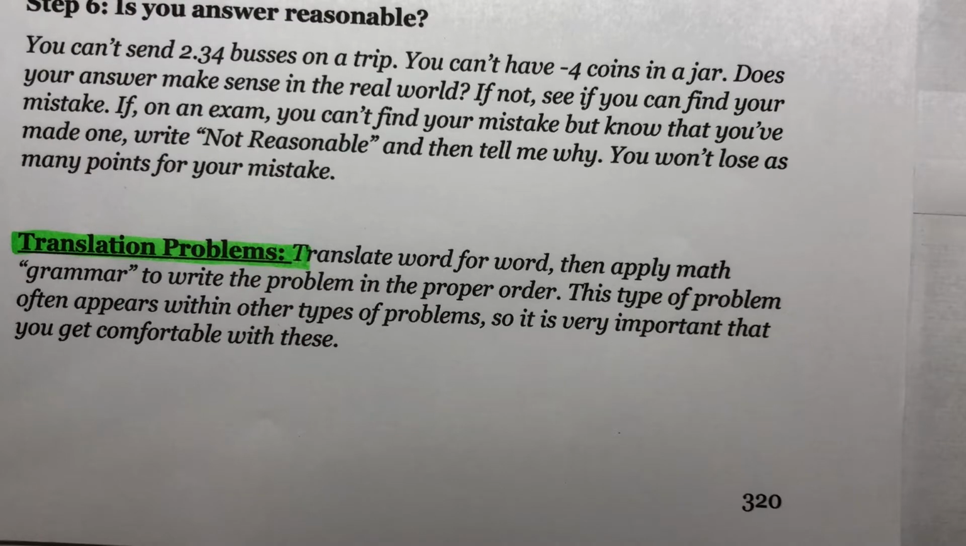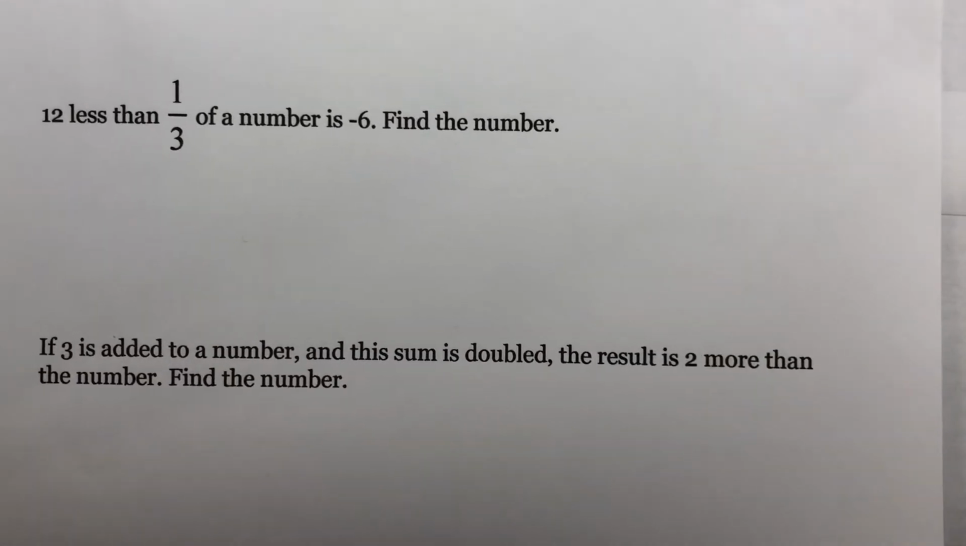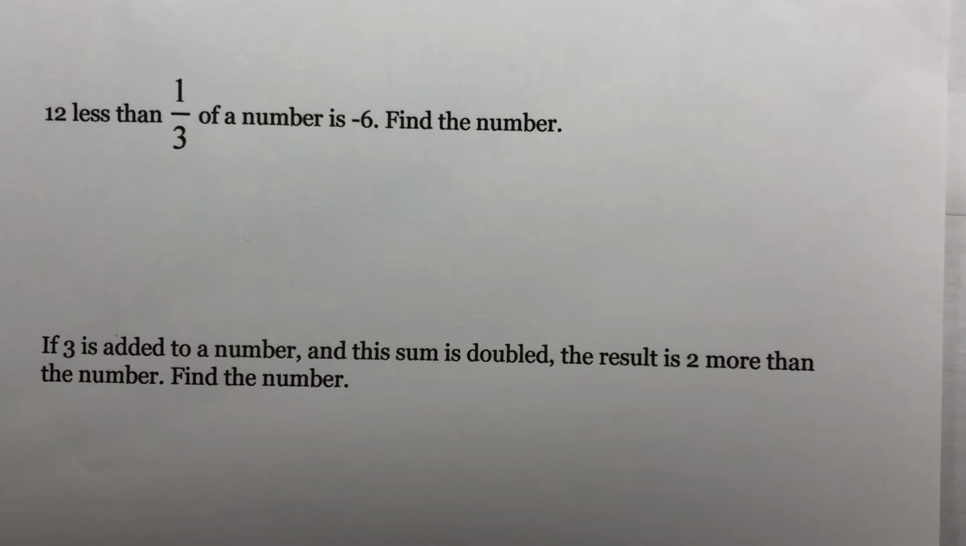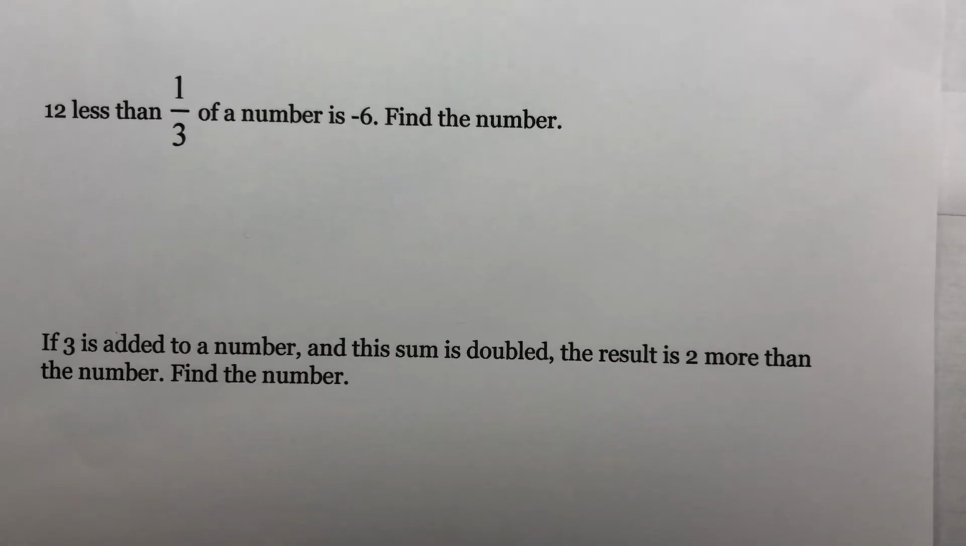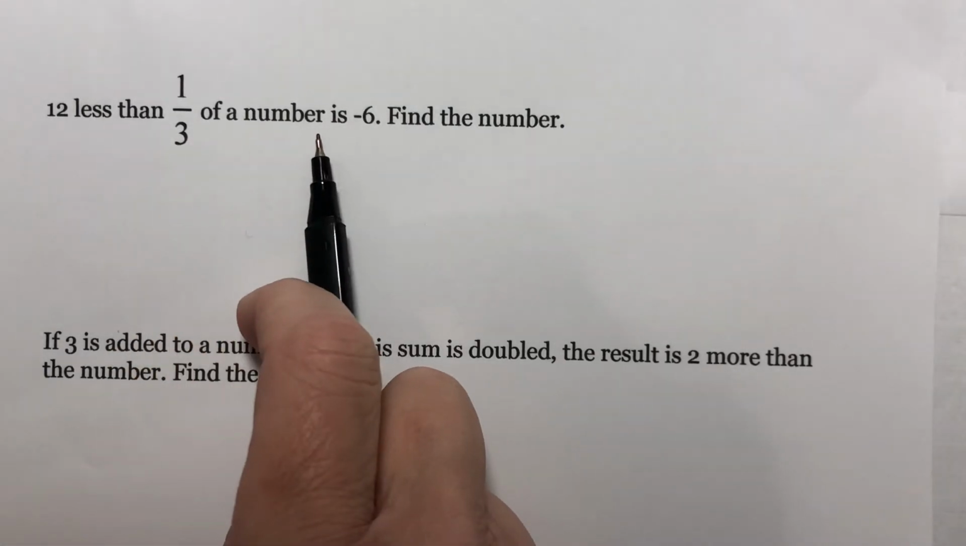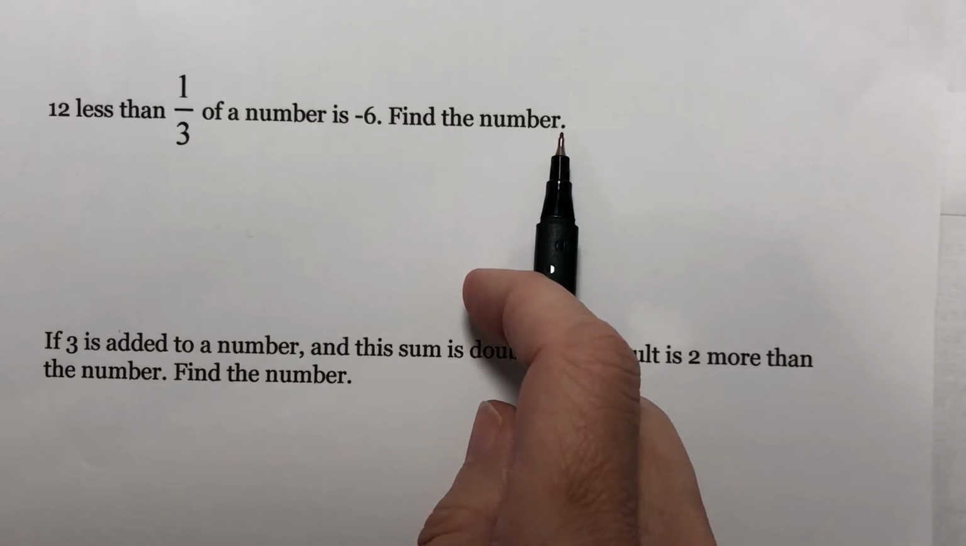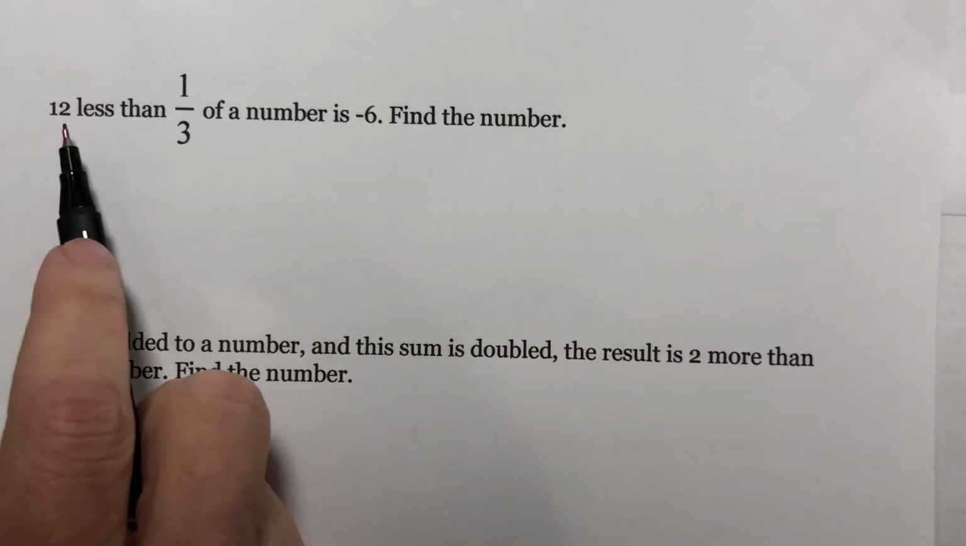So let's look at a translation problem. The first two we're going to work are not exactly real-world problems. They are just algebra problems written in words, okay? So let's look at this first one. 12 less than 1/3 of a number is -6. Find the number. Okay, so let's look at this word for word.